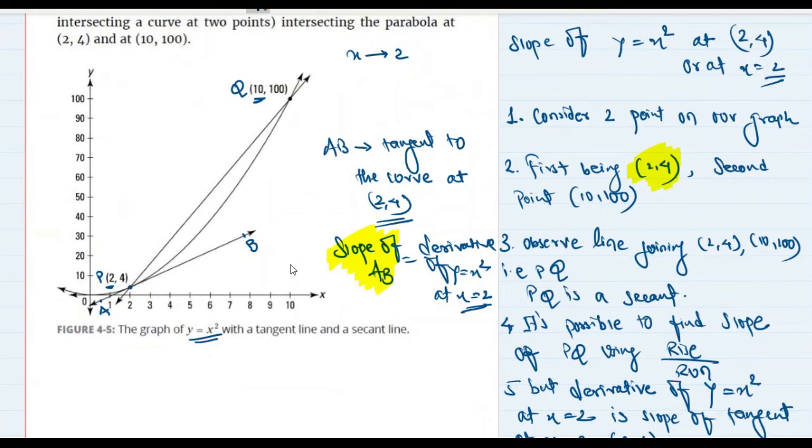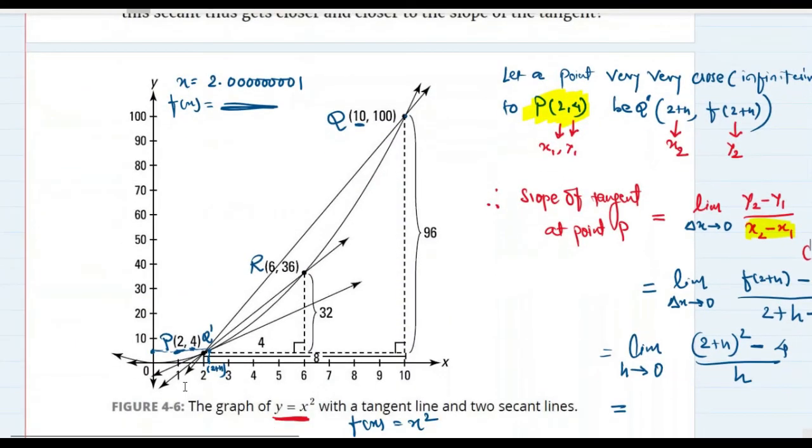What was the slope of PQ? Initially, I told you in this figure, the slope of PQ was 12. The slope of PR was 8. But the slope of the tangent to the curve at point P, sorry, is how much? Actually, it is 2. It is not 12. It is not 8. It is 2. So this is the method for finding the derivative of a function or slope of a function.